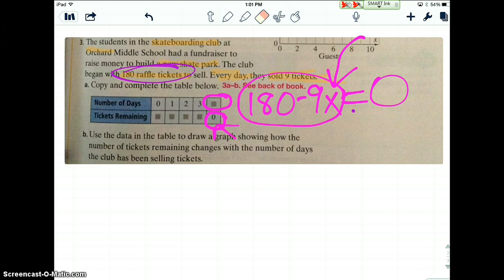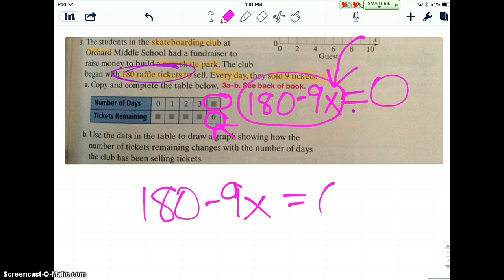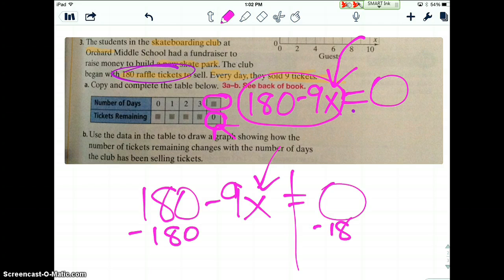All right, so 180 minus 9x. There's my tickets remaining. I want to know, when is my tickets remaining going to be 0? At what day? So to solve this thing, two-stepper. Subtraction property of equality. First off, subtract that 180. And I'm going to be at negative 180 on this side. And then be careful, because on the left, these go away, and I'm left with not 9x, but negative 9x.